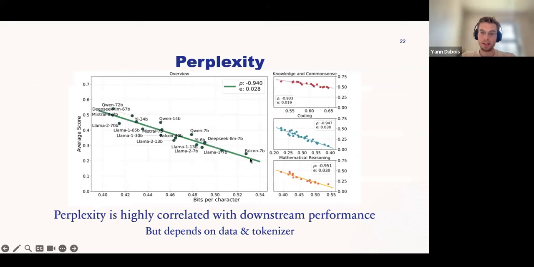So why is Perplexity still useful? Basically, Perplexity is extremely highly correlated with downstream performance. So in general, the lower the Perplexity, the better you will do on most downstream performance. It's actually very hard to find data sets or benchmarks on which better Perplexity will lead to worse results. But as I said, it depends on the data and the tokenizer, which is why people don't really use Perplexity, or at least they use it internally, but they don't show the numbers that they get externally.